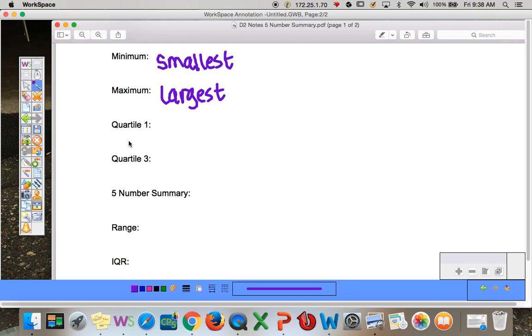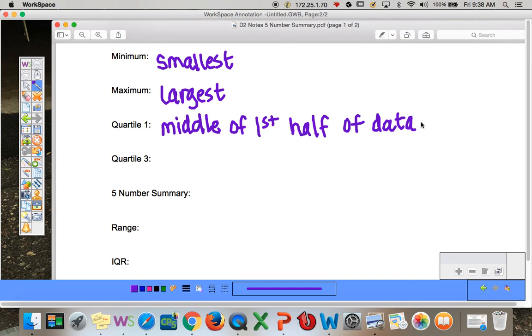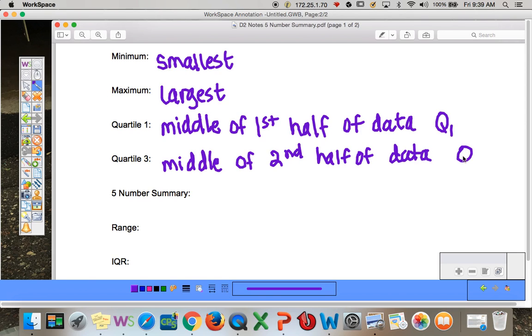Quartile, there's two quartiles. Quartile 1 means the middle of the first half of data. And after we write down all these terms, we'll do several examples so you can see what these terms look like in a set of data. So quartile 1 is the middle of the first half of your data. And we often see that written as Q1. Quartile 3 is then the middle of your second half of data. And we often see that written as Q3.